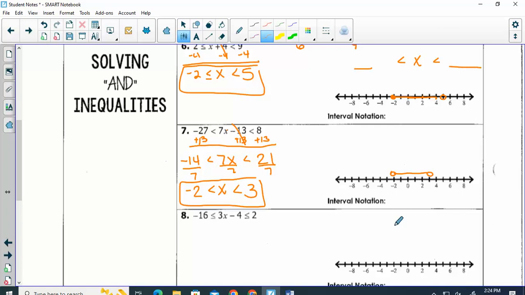So far, so good? Like the last one, was the circle on the right supposed to be open? On the previous problem, yes, because it did not have an equal to. Other questions?